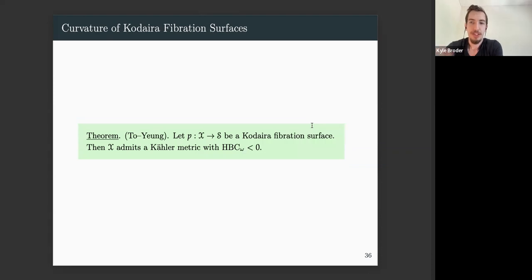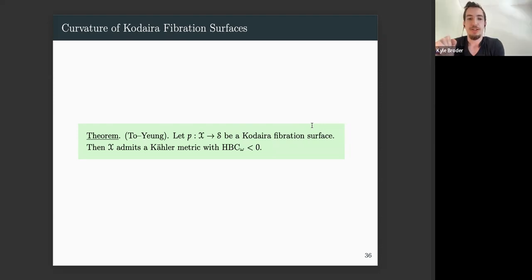Now, the following result really kind of brings this home, showing that although the converse should not be true in general, there seems to be some evidence for it in the sense that if we look at a Kodaira fibration surface, so remember that's a fibration with hyperbolic curve fibers over a hyperbolic base with non-trivial variation there. Kodaira fibration surfaces are defined by having non-trivial variation. Then one can actually produce a Kähler metric with strictly negative bisectional curvature on the total space.